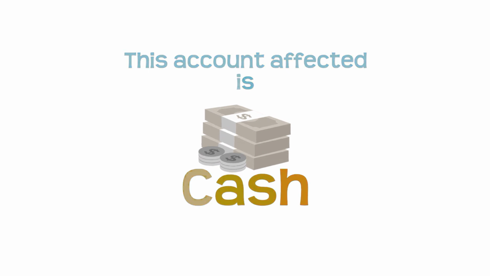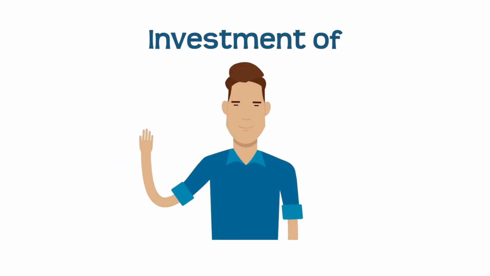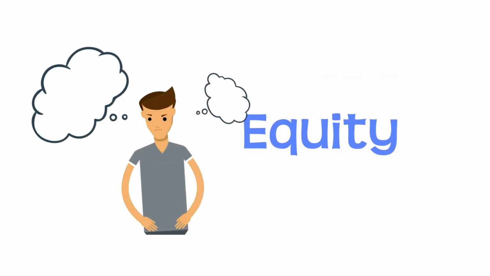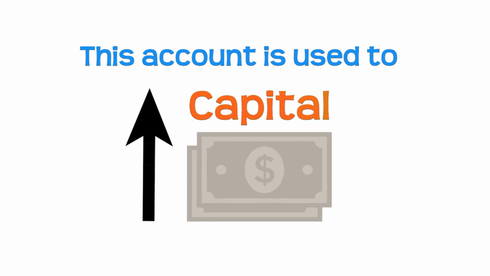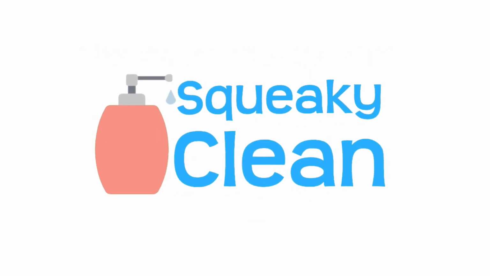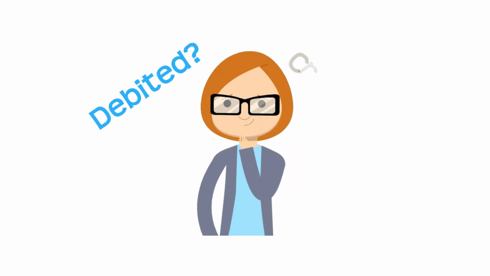Why cash? Obviously, this is the investment of Kevin and an additional asset for the business. As for the equity, the affected account is Kevin Phillips' capital. This account is used to increase the capital or the value of the firm. The third step is to know which accounts to be debited or credited.